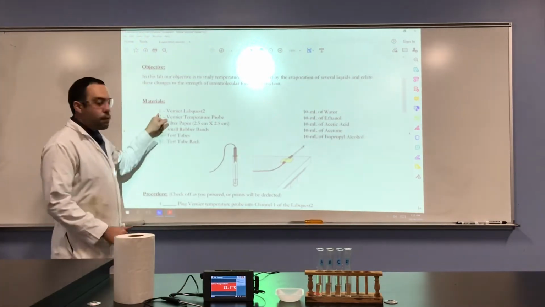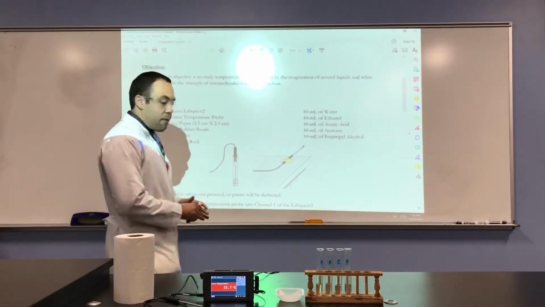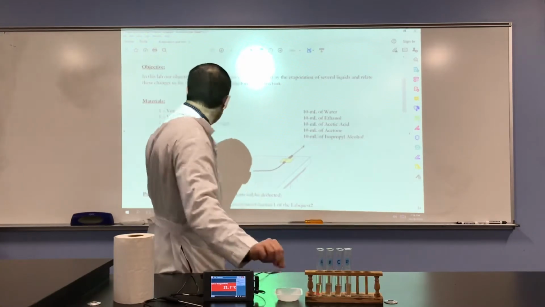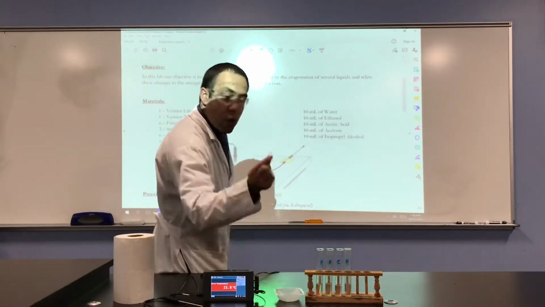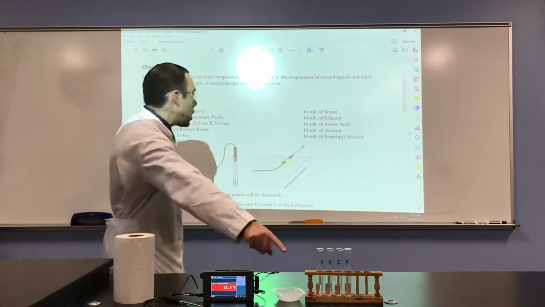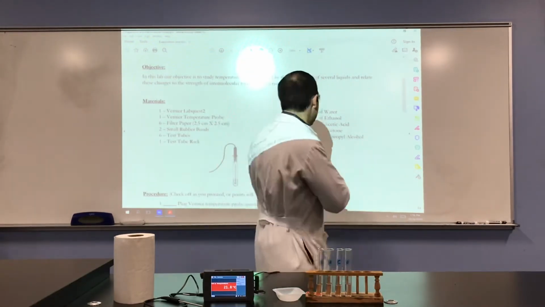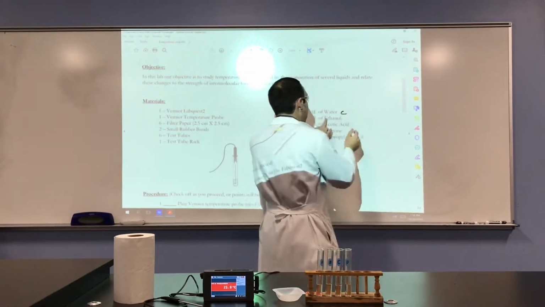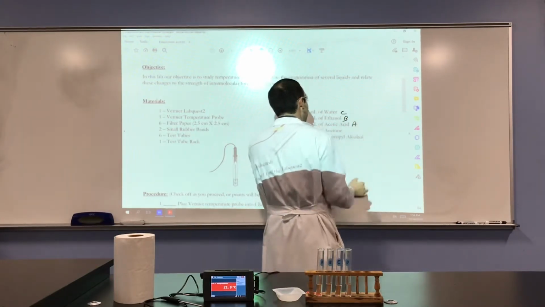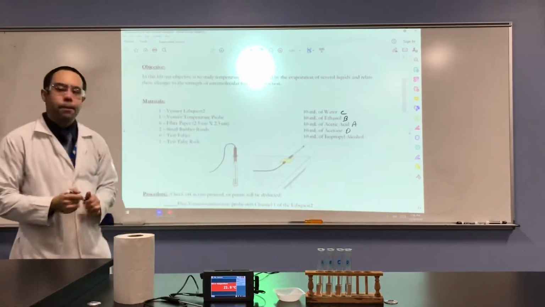The materials we need: Vernier LabQuest with temperature probe already plugged in, filter paper cut into 2.5 by 2.5 squares, small rubber bands. We have a few over here, small red rubber bands, test tubes, a test tube rack, and 4 liquids. We have water, which is actually in test tube C, ethanol in test tube B, acetic acid in test tube A, and acetone in test tube D. We're not going to do isopropyl alcohol today.